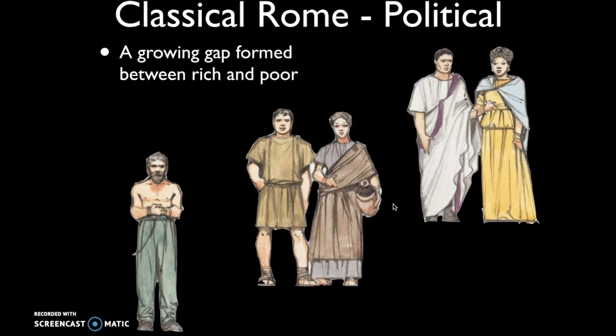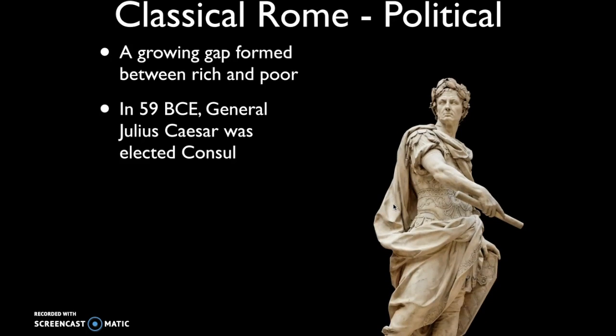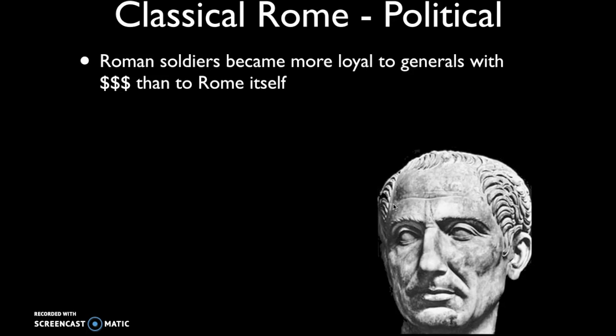A growing gap, though, eventually is going to start to form between the rich and the poor. We've seen this in other empires like in Han China. In 59 BCE, there was a general named Julius Caesar who was elected consul. The consuls were elected among the various senators. There were actually two of them elected to these positions of higher power within the Senate. And Julius Caesar was elected consul in 59 BCE. He is going to be successful as a military general and ultimately begin to engender the loyalty of his troops.